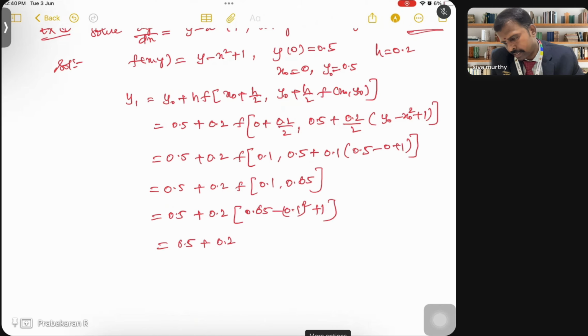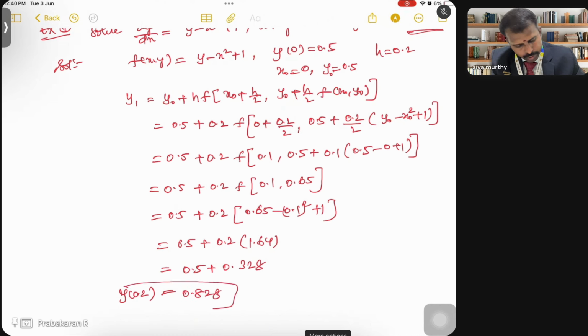Simplify this step, we get the answer, right? Using the scientific calculator, we get 1.64. Then 0.5 plus 0.2 into 1.64. Use the calculator, 0.328. Then we are adding, finally we get y of 0.2 equal to 0.828. This is the final answer of the modified Euler's method problem.